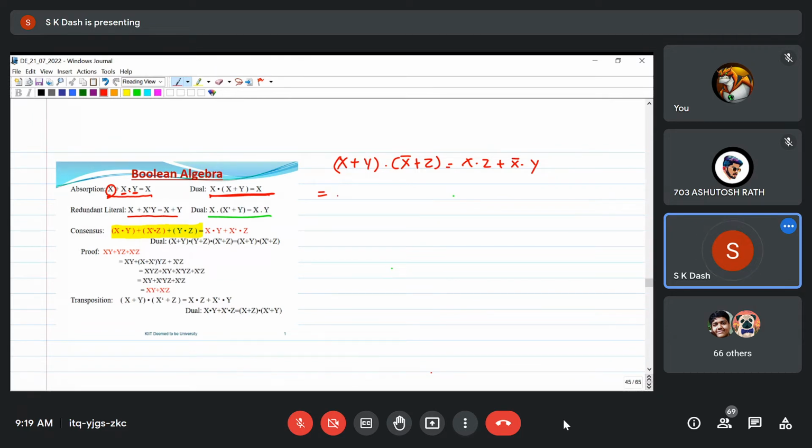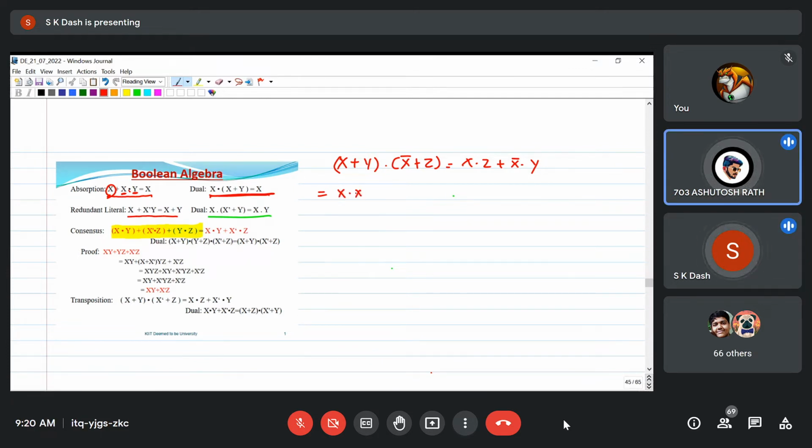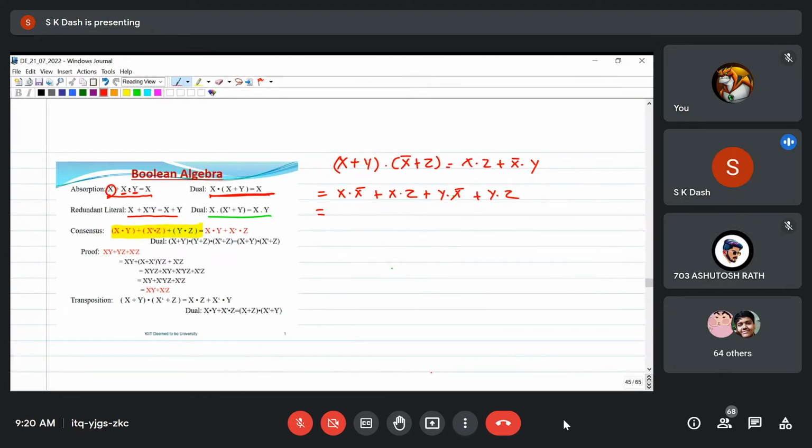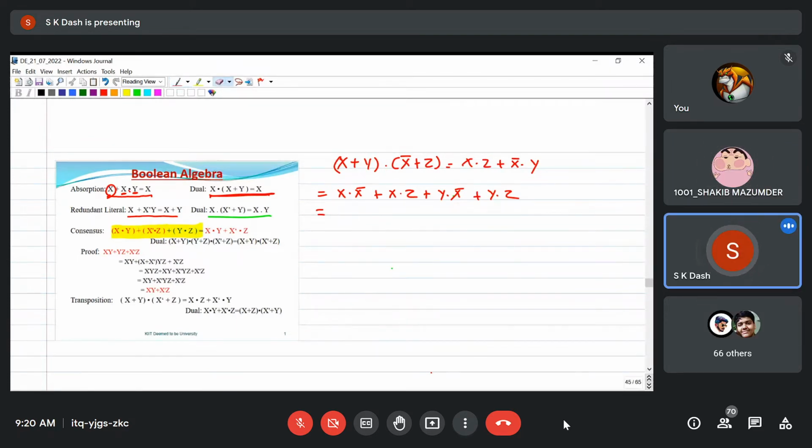What you will get? Anyone? x·x̄ plus x·z plus y·x̄ plus y·z. What is x·x̄? Not 1, it is 0. Any variable and its complement gives 0. So 0 plus something is just the remaining result, so no need to write this. The remaining is x·z plus x̄·y plus yz.